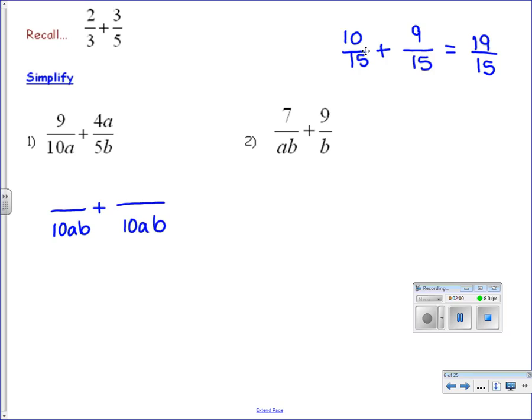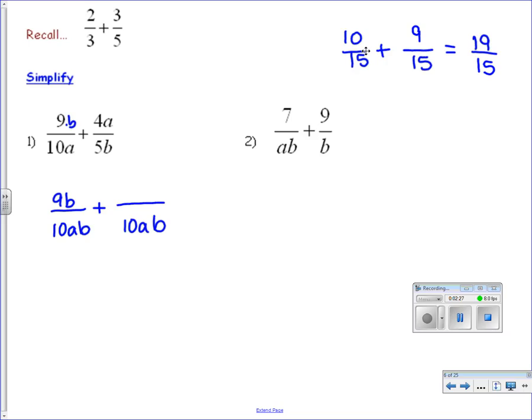Okay. What we have to do is look at the 10a. What do I need to multiply it by to make it become 10ab? Because right now it's 10a. We need to multiply it by b. So I'm going to do 9 times b, which is 9b. Is everybody okay with why we put a b in the numerator? Because we multiplied the denominator by b, so I need to multiply the numerator by b as well.